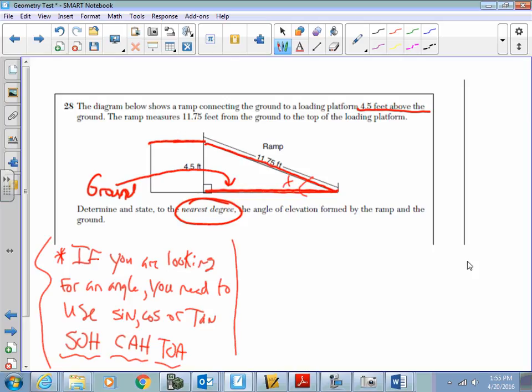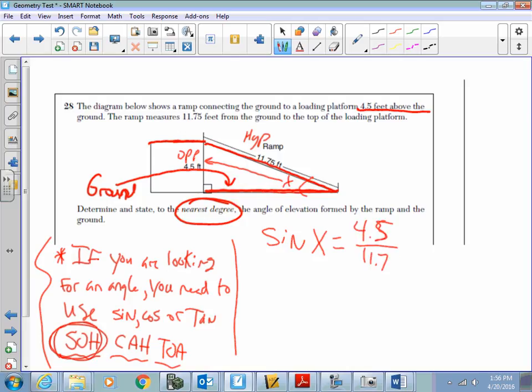Now, based on the angle you're looking for, you have the opposite side, and you have the hypotenuse. So if you look down here, opposite and hypotenuse is going to be dealing with sine. Usually we'd have the sine of some angle equals the opposite over the hypotenuse. But in this case, we don't have the angle. So we have sine of x is equal to 4.5 over 11.75.